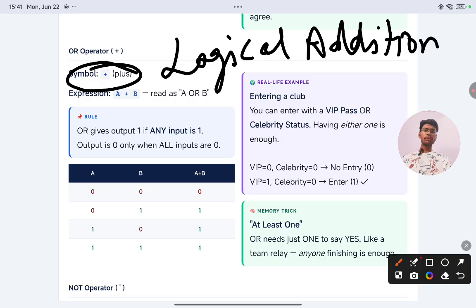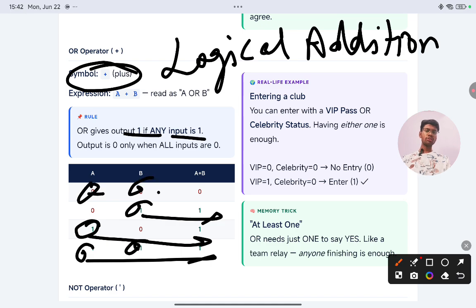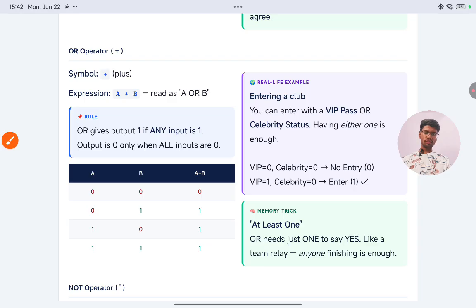OR gives output 1 if any input is 1. So you will see this is 1 here, this is 1 here; when something is 1, it will give 1. Both are 1, it will still give 1. If both are 0, it will give 0. So you can remember it as at least one. OR needs just one to say yes.